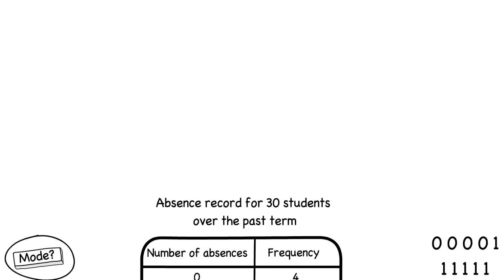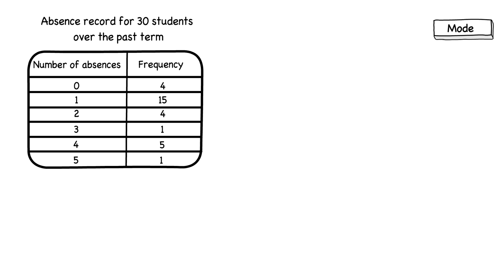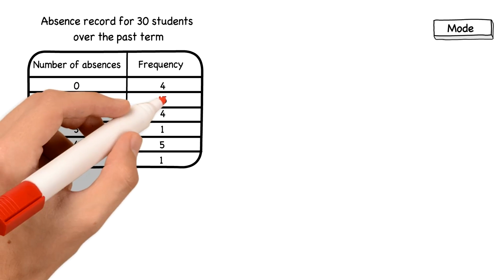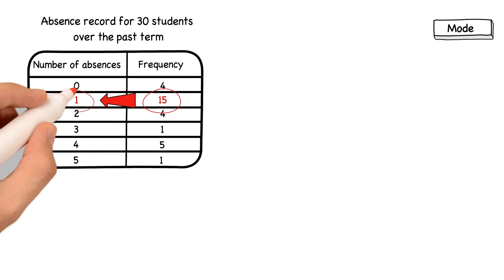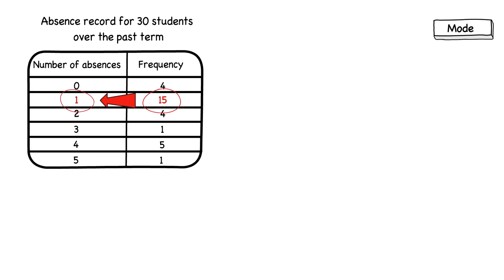Let's start with the mode. To calculate the mode using a frequency table is fairly simple. We look down the frequency column and find the largest number, and then we look at what that number is corresponding to. So 15 would not be the mode, but it's corresponding to one number of absences, so that would be the mode.